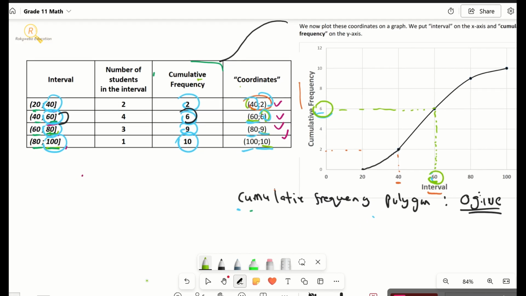Let's look at 80. How many learners got a mark of 80 or less? Let's use the Ogive. You go to the 80 on the x-axis, draw dotted lines straight up until the graph, and extend the dotted lines to the y-axis. This gives you a 9.